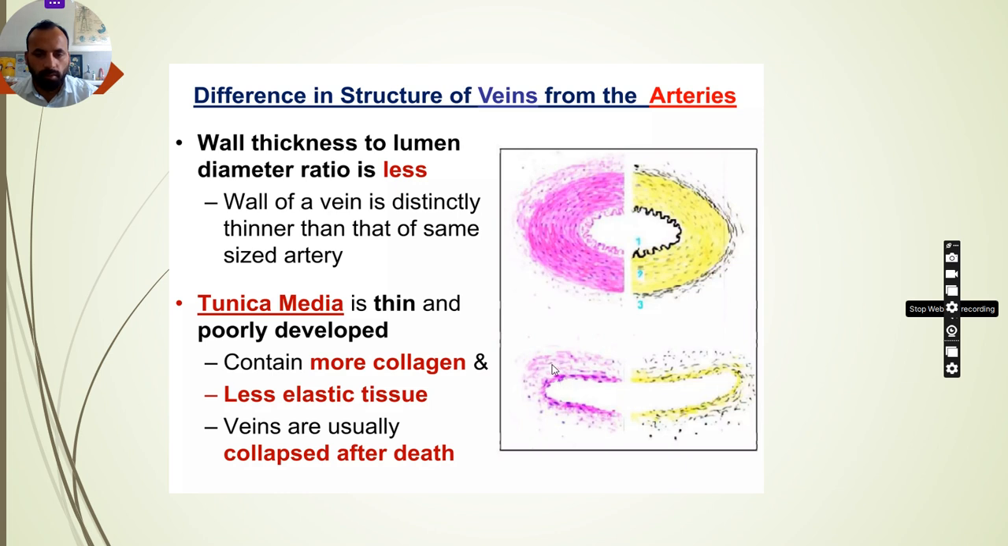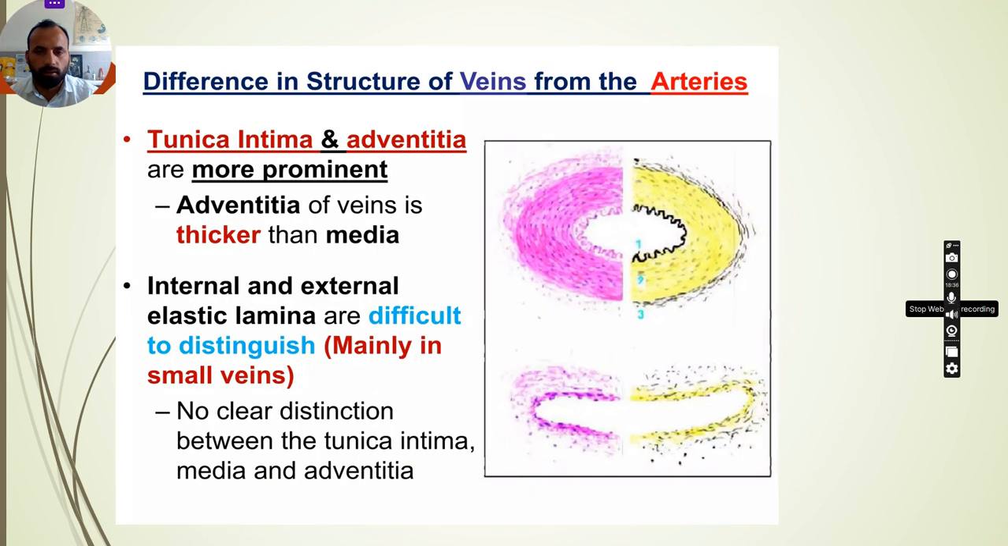You can have the tunica intima, but the media is very thin. Above this, the picture is of arteries. You can see the middle layer, that pinkish layer, is very thick. So this vein contains more of the collagen fibers, less of the elastic tissue. And if you see the lumen of artery and the lumen of the vein, usually the lumen of the vein is collapsed after the death of any human being or animal, whereas in case of artery, the lumen will be as such what is present in the live condition.